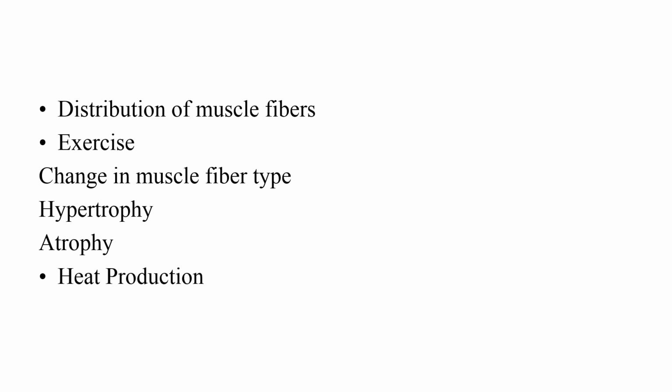Exercise cannot convert slow twitch muscle fiber into fast twitch or fast twitch into slow twitch, but it can increase the size and capacity of both types of muscle fiber to perform more efficiently.